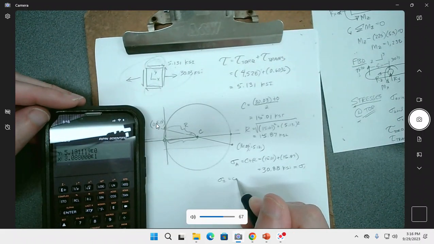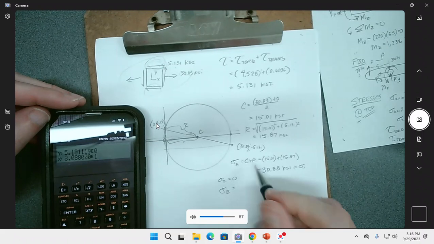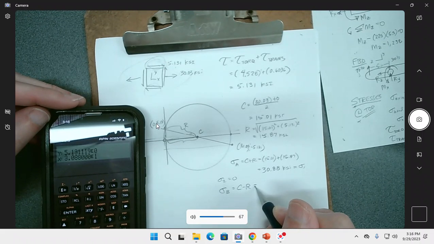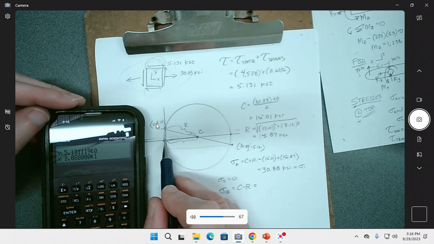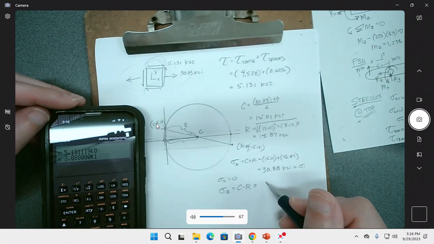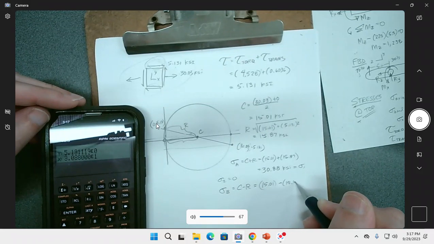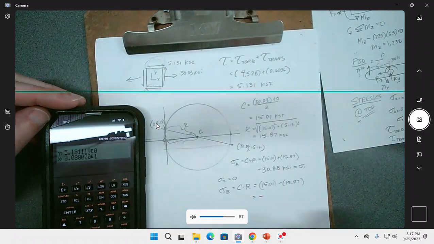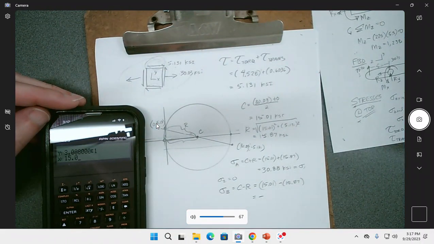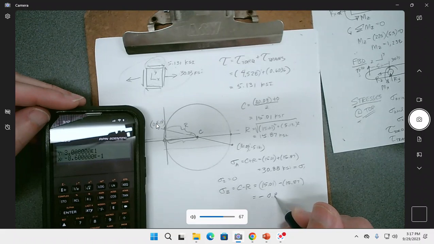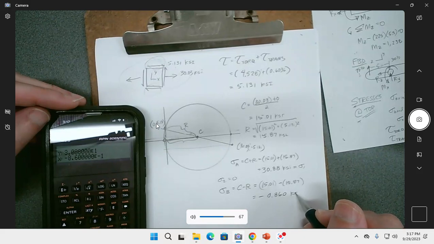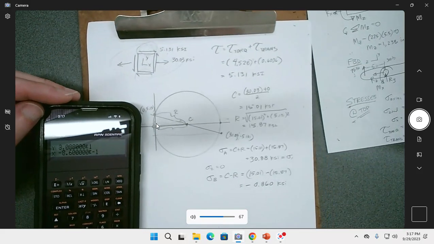Sigma 2 is going to be equal to 0. I should have done sigma b first here. But it's going to be C minus R. And this is going to be a very small number because we're really close to the thing right there. So you're going to have 15.01 minus 15.87. So you're going to get a negative. And right here, I should have got more sig figs because I'm not going to be left with many here. And minus 0.86. I'll call it 0, but I don't really know because I dropped some sig figs along the way, and this is a small value.